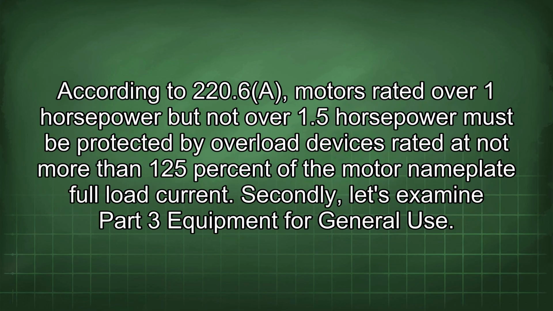According to 220.6a, motors rated over 1 horsepower but not over 1.5 horsepower must be protected by overload devices rated at not more than 125% of the motor nameplate full load current. Secondly, let's examine Part 3 Equipment for General Use.